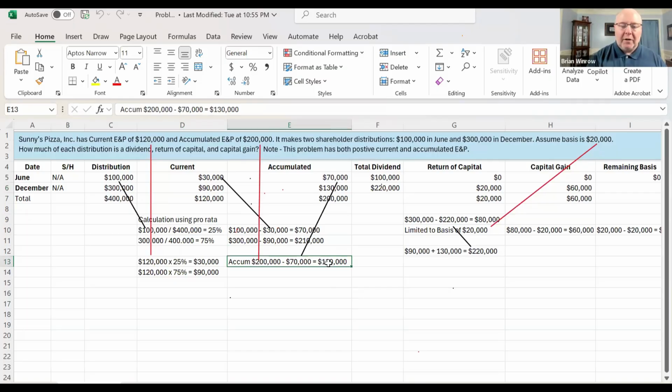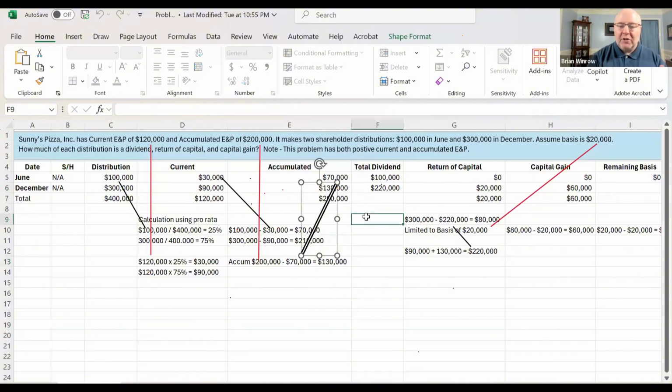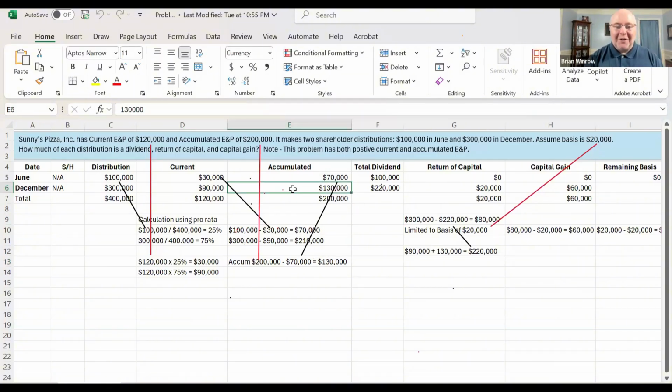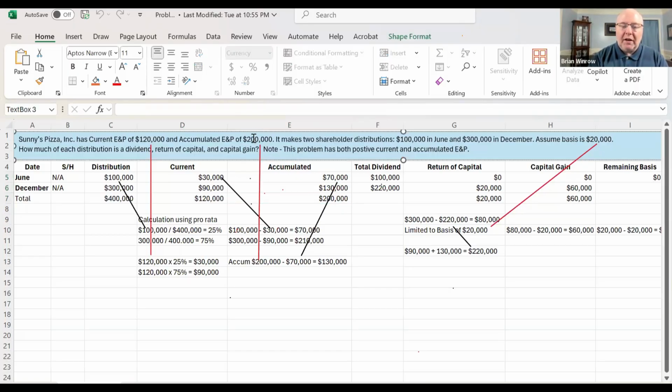So what we're going to do here is take that 130 and say, well, let's just use the rest of our accumulated E&P, right? So now what we've done is we've used 70,000 and 130, and that means all 200,000 was used. We're done. We've now dealt with all of our current and accumulated. So our total dividend will be 30 plus 70 equals 100. 90 plus 130 equals 220. All right. So that's our dividend income.